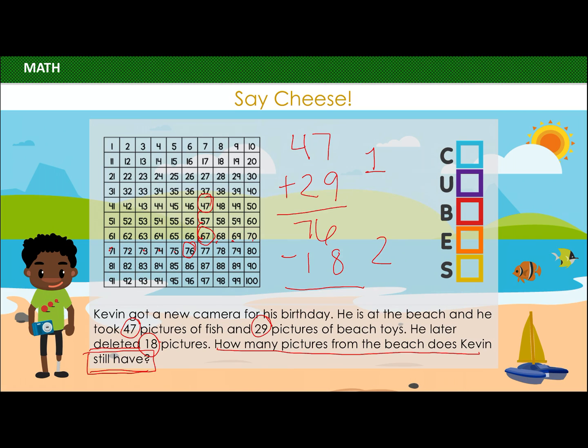So I'm at 76 on my number chart, so I know that I need to take 10 away from my 76. So I go up one, 66, and now I need to take 8 ones away, so I go to the left. I hop 8. 1, 2, 3, 4, 5, 6, 7, 8. So my answer is 58. So I now have 58 pictures left on my camera.